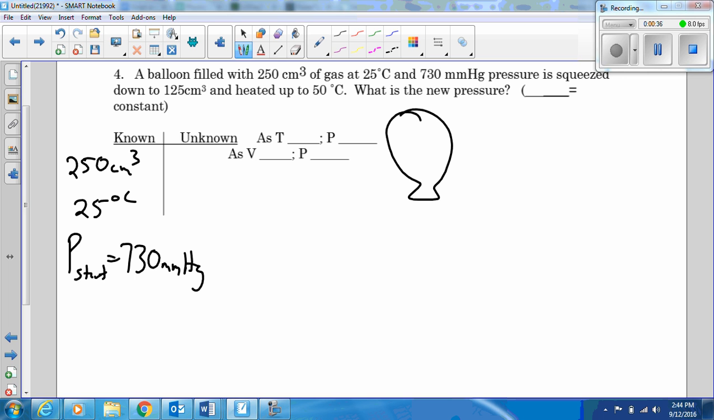So, sweet, I'm going to put some dots in here. I don't know how many. We'll say 3. Make them each moving along. And the pressure here is 730.